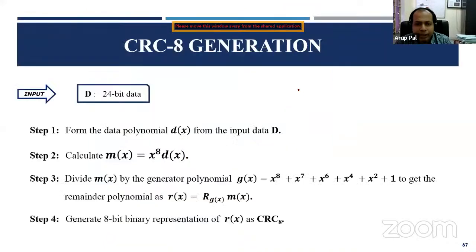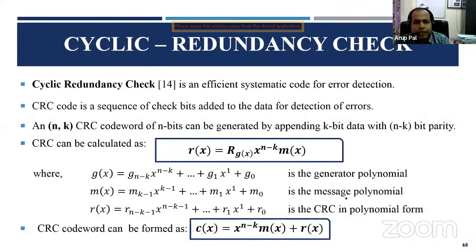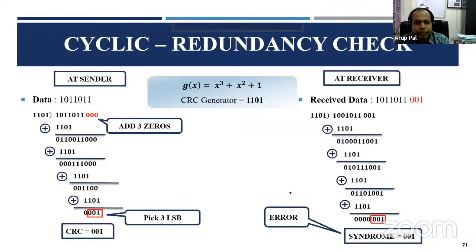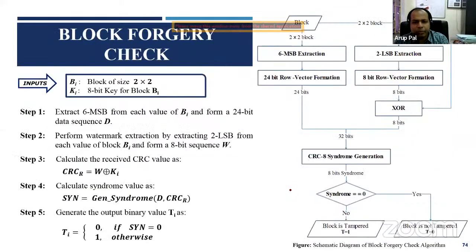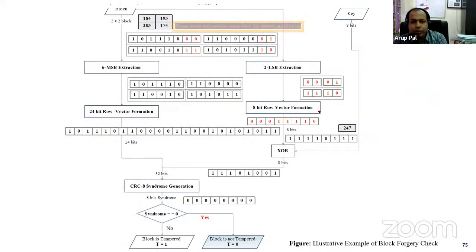Now, what will be the extraction process? This is the CRC code. I hope you know it; I'm not going into details of the CRC code. Now, what will be the tamper detection process? The tamper detection process is carried out the same way. We take the 6 MSB, and we also extract the 2 LSB, and we XOR it, and we compare whether both give the same syndrome value. If the syndrome value is 0 in both cases, then we can say that there is no error, so you mark that pixel as 0. And if there is an error, you mark it as 1. This is the way you can perform it.